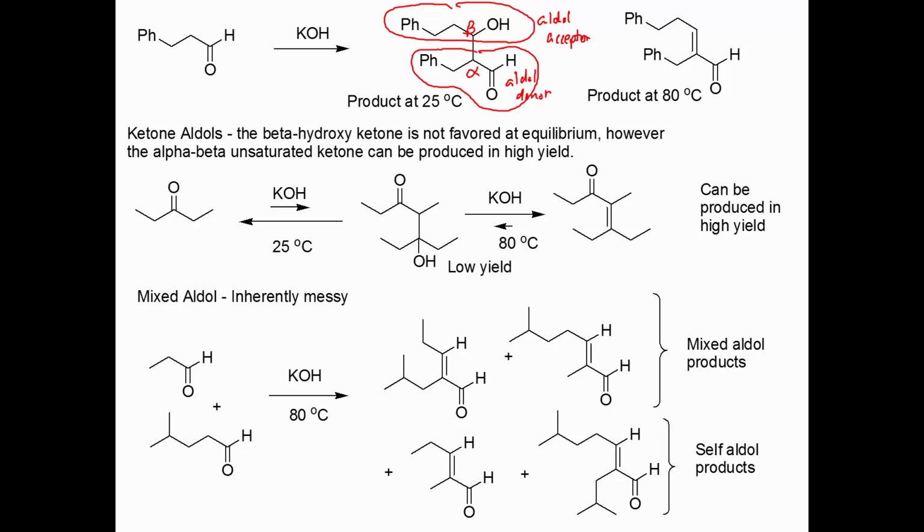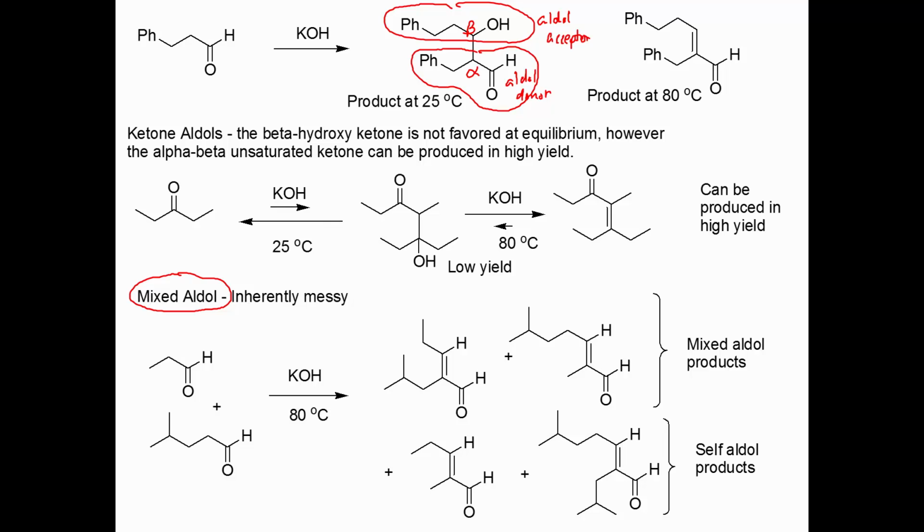So the ketones can do the 80-degree aldol, but in some cases they can do the 25-degree aldol, but in most cases this one is really not all that favorable. What if we have two different substrates reacting? This is called the mixed aldol. It's an inherently messy reaction. Let's imagine that we're taking these two aldehydes and treating them with KOH at 80 degrees.